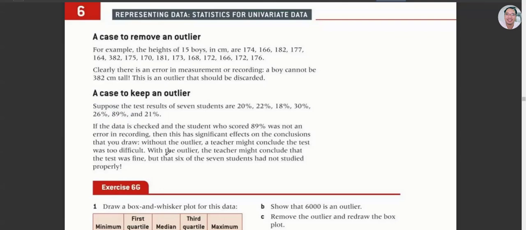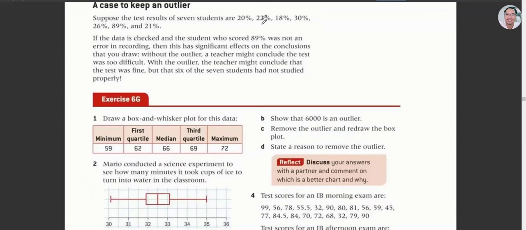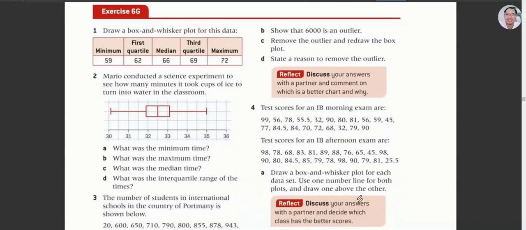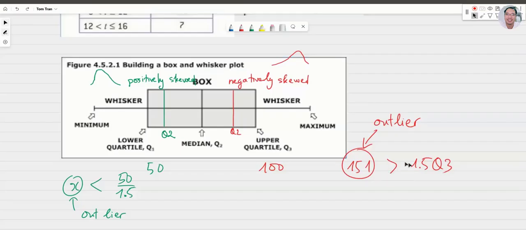This is a fun example. So that's the way to determine if a value is an outlier or not, comparing it with 1.5 times the upper quartile or lower quartile.